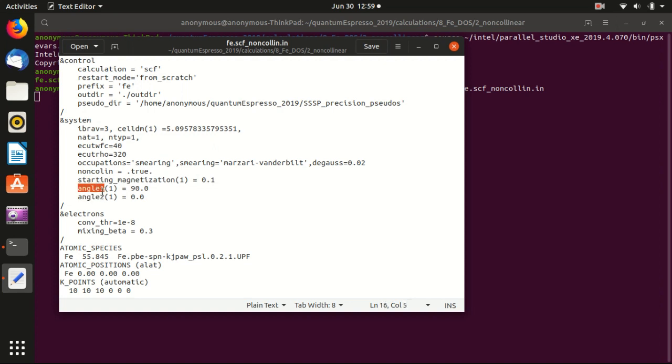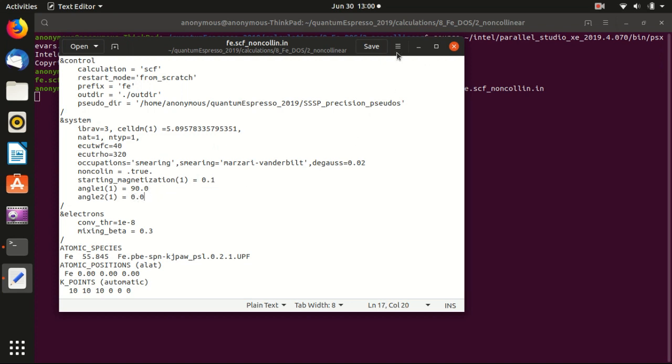And then you get the angles. The first angle is the angle of the spin with respect to the z-axis. The second angle is the projection of the spin onto the xy plane, and then the angle between that line and the x-axis. So in this case, it is 90 degrees with respect to the z-axis, and 0 degrees with respect to the x-axis with its projection. So basically, the spin is along the x direction.